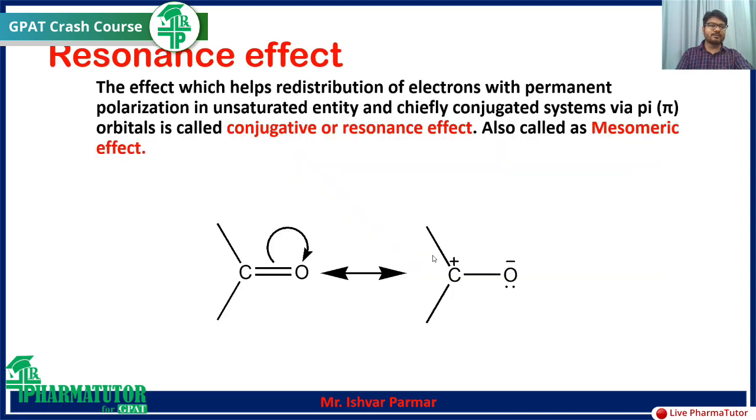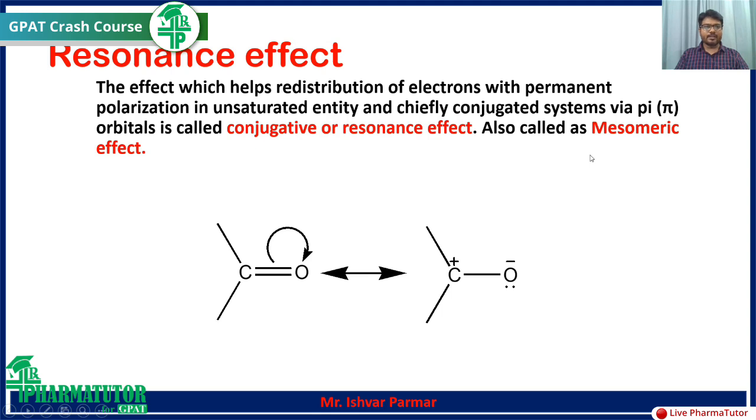Now next is the resonance effect. The effect which helps redistribution of electrons with permanent polarization in an unsaturated entity and chiefly a conjugated system via pi orbitals is called the conjugative or resonance effect. It is also called the mesomeric effect.